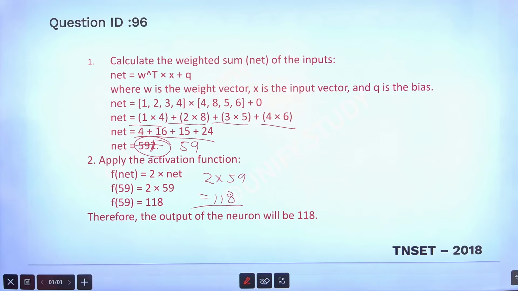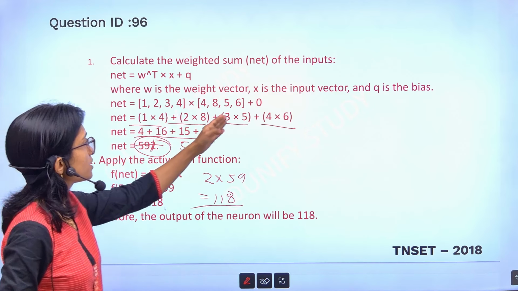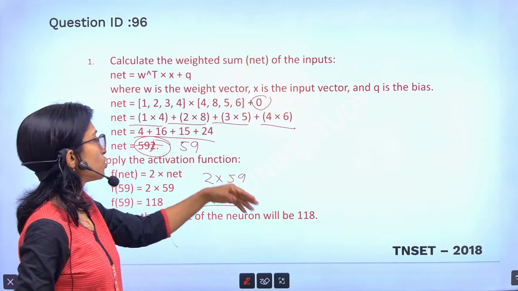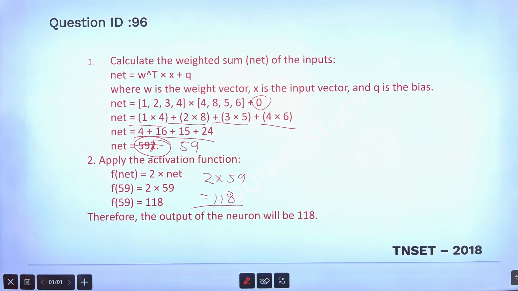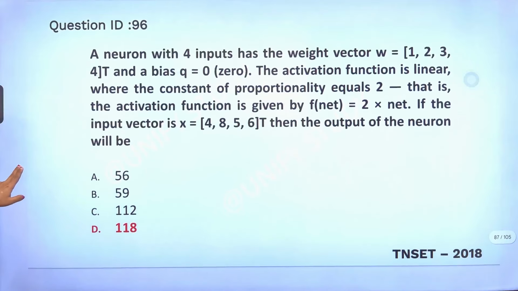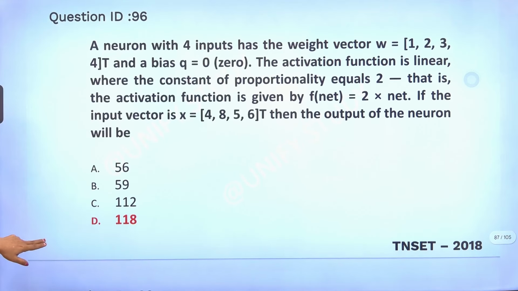Yes, the total is coming 59. Just multiply. And bias is not there, so bias is 0. So just simple, same thing only. By looking, you are getting confused. So the answer is 118.